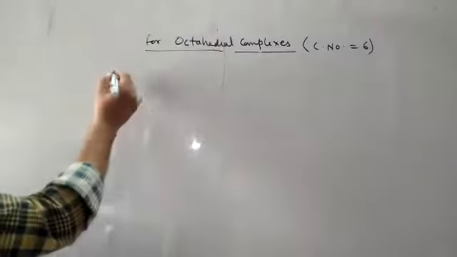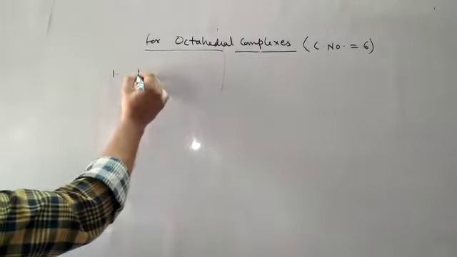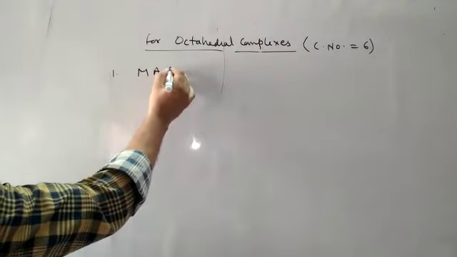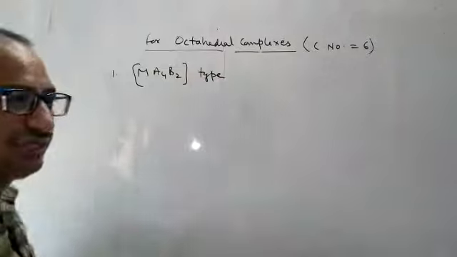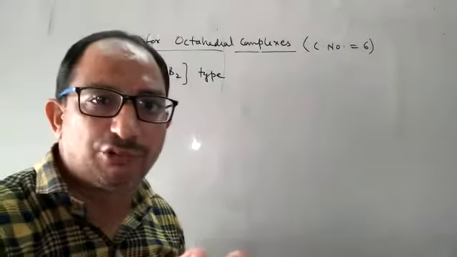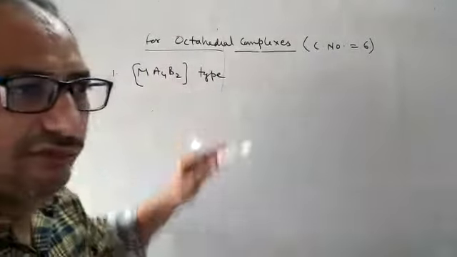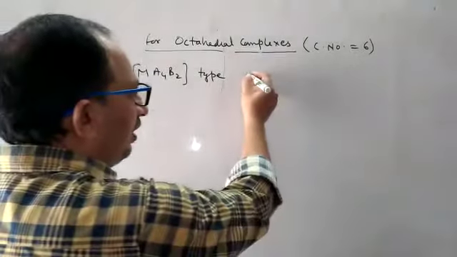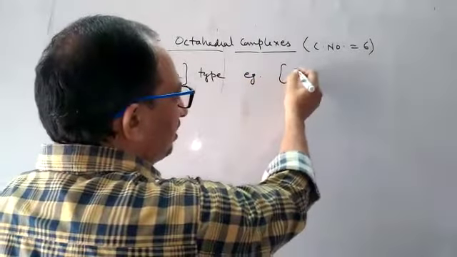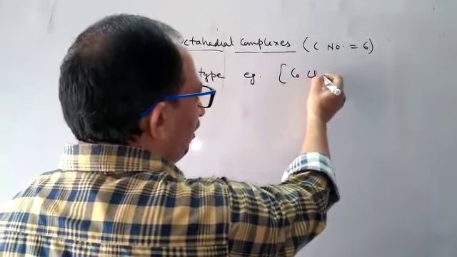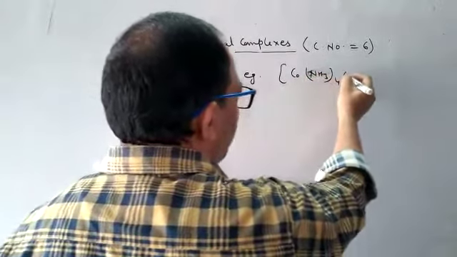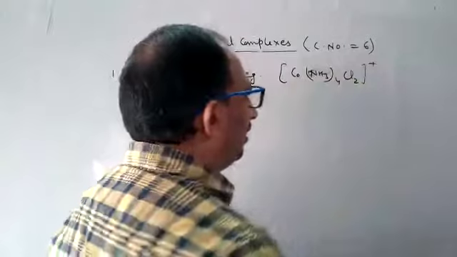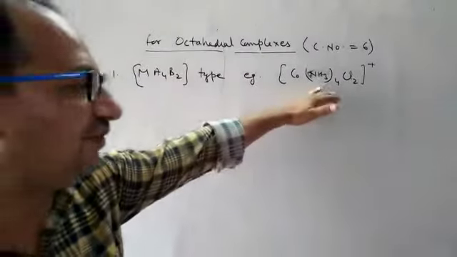Let's see one by one what types there are. The first type is MA4B2 type. What does this mean? M means the central metal atom. We have two ligands, A and B, four of one and two of the other. Just for example, [Co(NH3)4Cl2]+ is the compound. You are provided with this example.